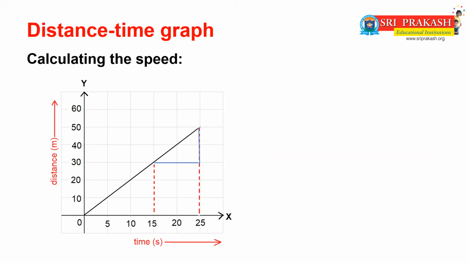Now we will calculate the speed from distance time graph. At time t1, the position s1 is 30 meters, and for time t2 the position s2 is 50 meters on the y-axis. The formula for calculating speed from distance time graph is equal to the slope of the graph.